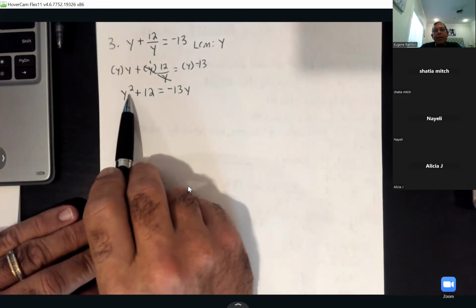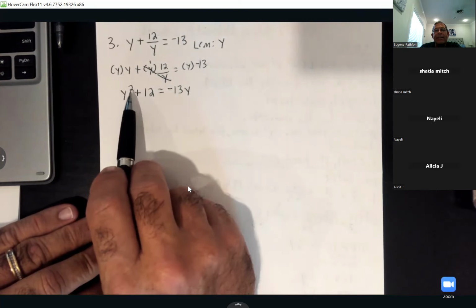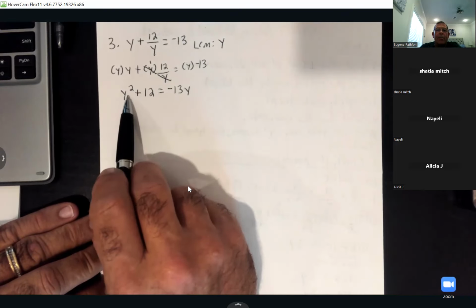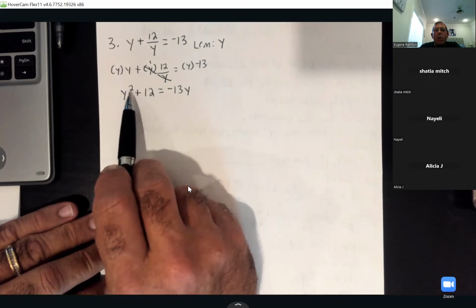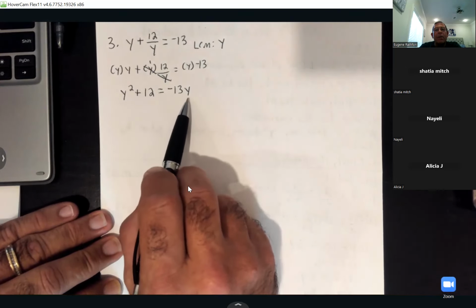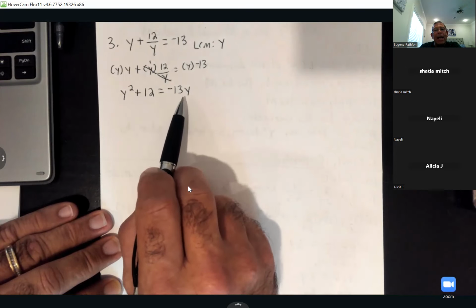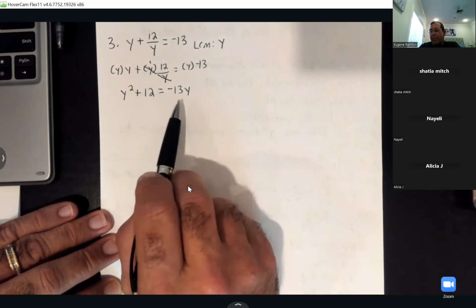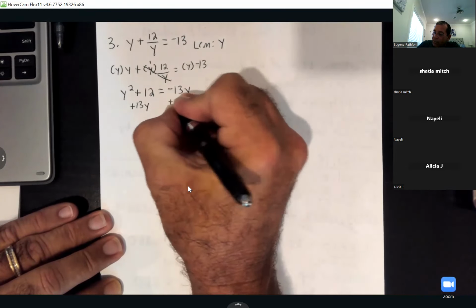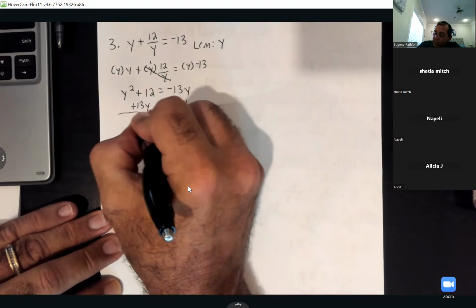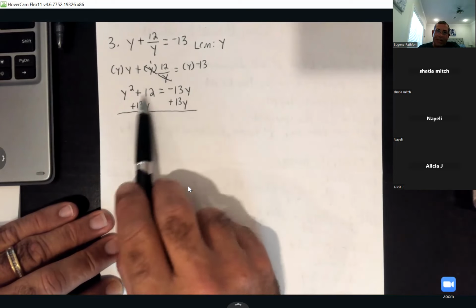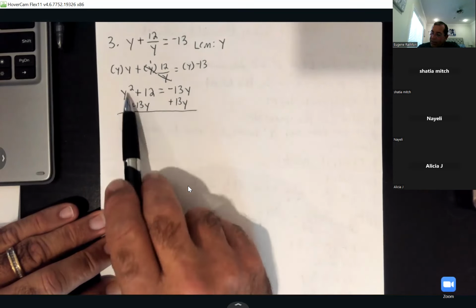Now, this one is quadratic because it's got an x squared term. Although it's a y squared, it's still a squared term. So remember, to solve these kind of equations, we need a 0 over here. So to get a 0 on this side, I'm going to add 13y to both sides. Well, that's why you had to learn how to factor, was to learn how to solve these kind of equations, okay? Now I'm just putting it in order.